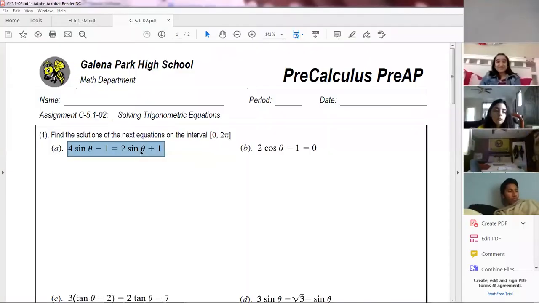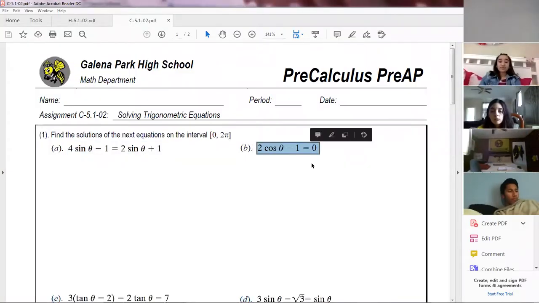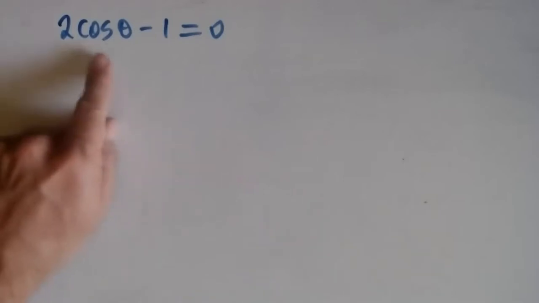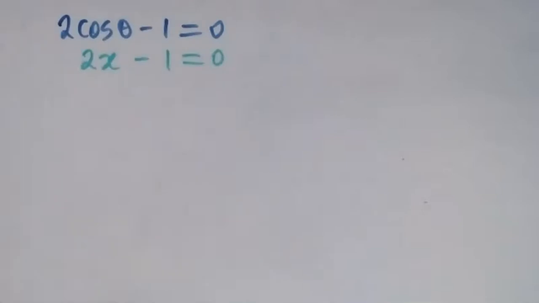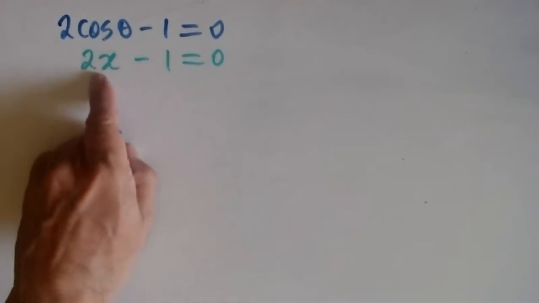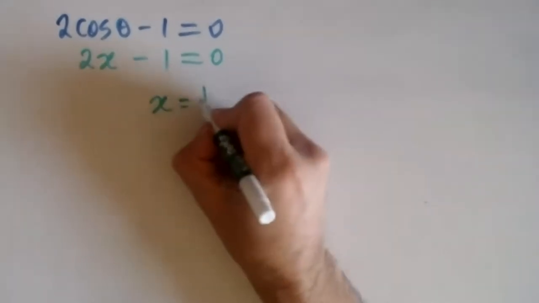So, screen again. Now I have this one: 2 cosine theta minus 1 equals 0. This is the equation on my board. This is my variable, and these are numbers. So this looks like 2x minus 1 equals 0. I need to find the x. Well, that's easy: plus 1, divided by 2. So x equals 1/2, correct?